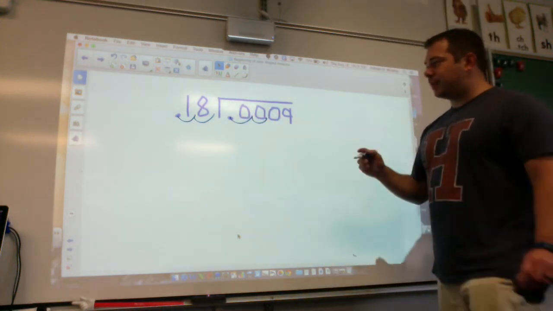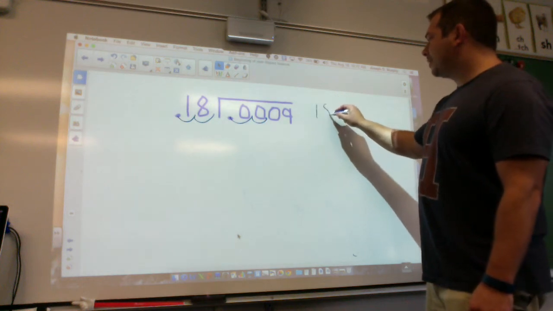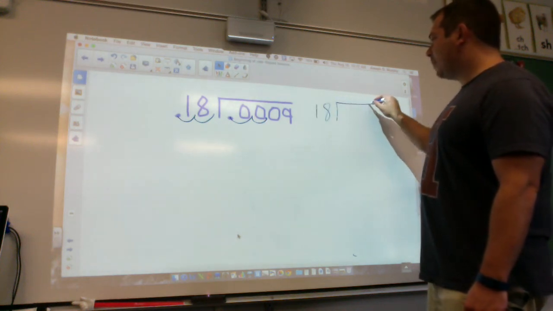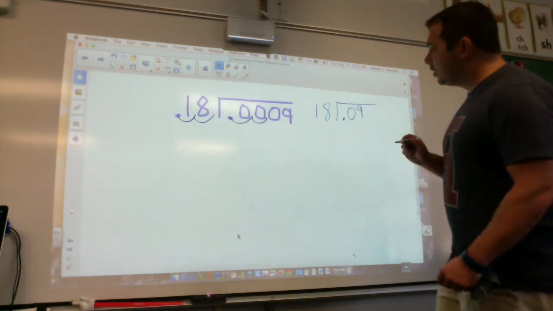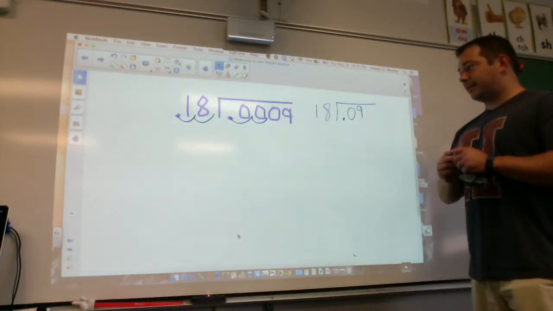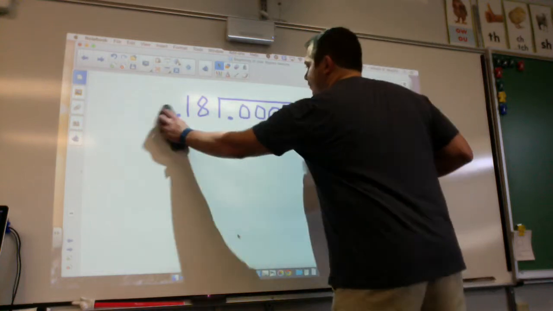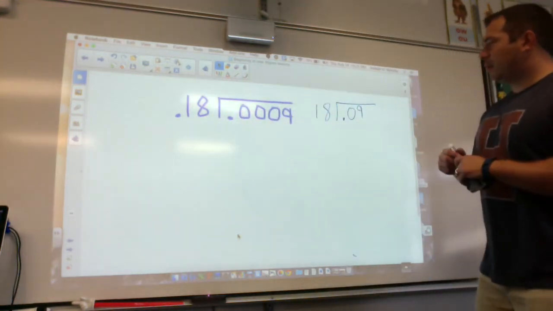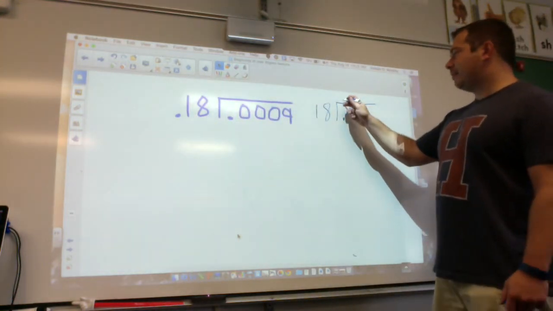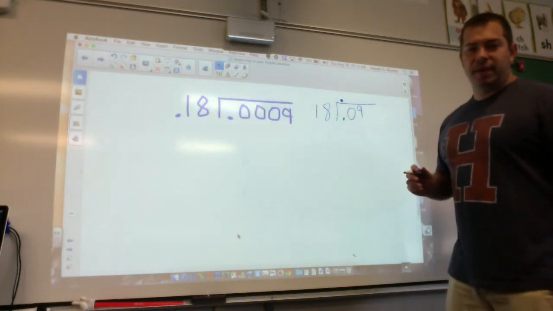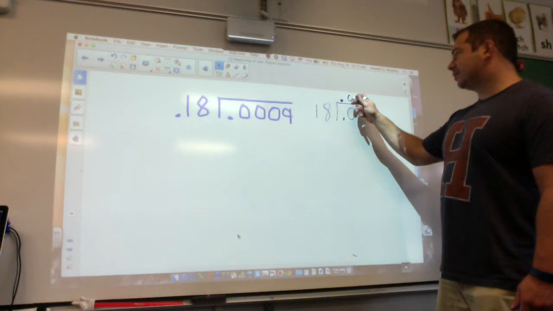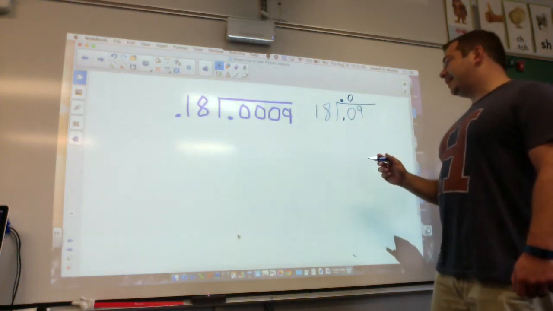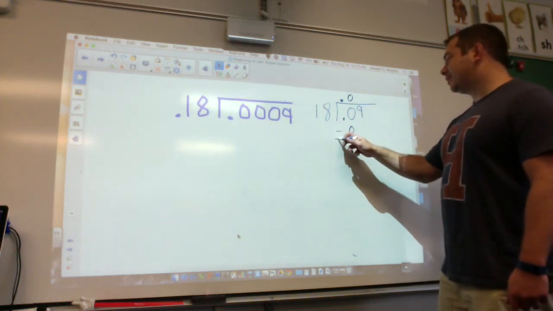It's important to rewrite it so you don't get confused. Now I have a whole number as 18. How many times can 18 go into 900ths? Okay, here we go. Well, first thing I'm going to do right away is bring up my decimal. That's what I'm going to do first. Can 18 go into 0? How many times? 0 times. 0 times 18 equals 0. 0 minus 0 equals 0.